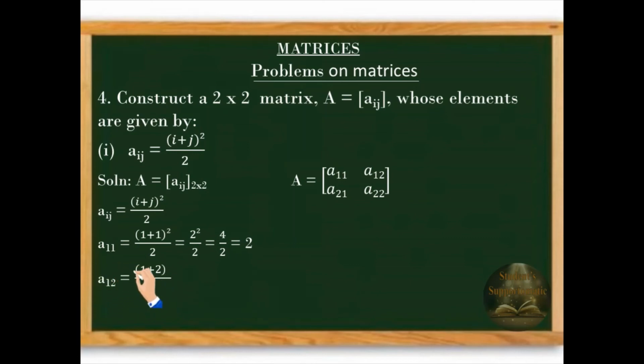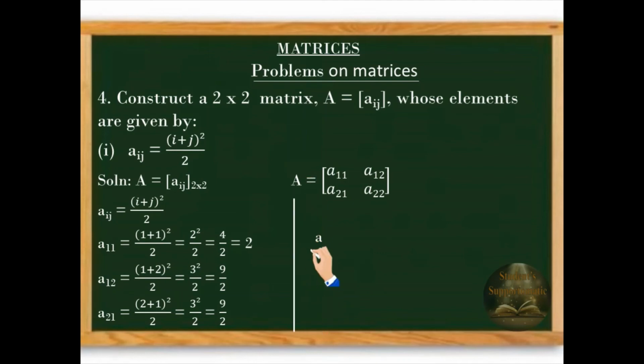And the next is a12. So the i value is 1 and the j value is 2. So we substitute in place of i as 1, in place of j as 2. So 1 plus 2 becomes 3, and 3 square by 2 is equal to 9 by 2. Now the third element is a21, that is (2 plus 1) whole square by 2, which is equal to 3 square by 2, which is equal to 9 by 2.